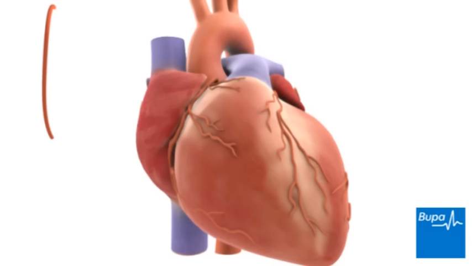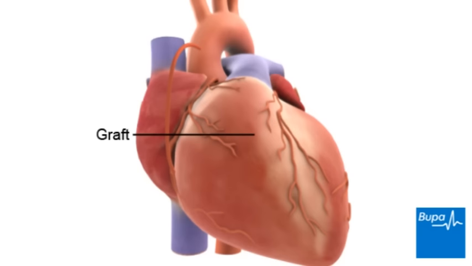The blood is then rerouted to a heart-lung bypass machine. This takes over from the heart and lungs, it adds oxygen to the blood and maintains circulation. The graft is attached from your aorta, your main artery, to a point in the coronary artery beyond the blockage.